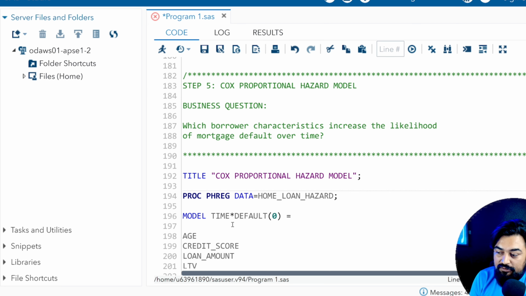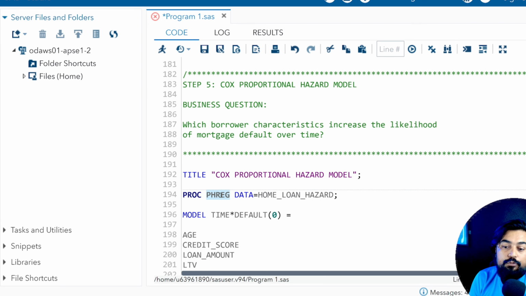So here is a procedure which we spoke about. This is the main procedure. So PROC PHREG is the SAS procedure for the Cox Proportional Hazard Model. That's why it's very important, because SAS is very friendly, right? SAS has prepared the procedure. You just need to use that.